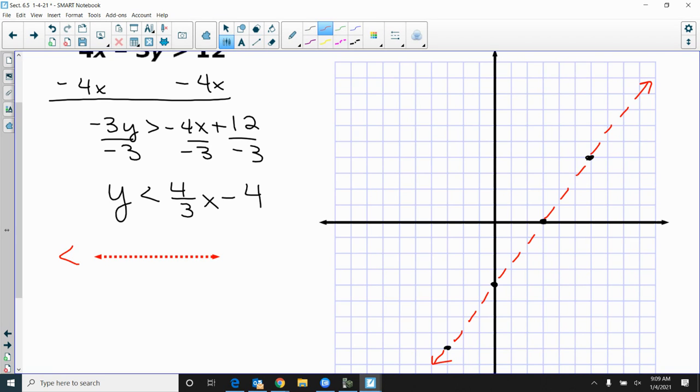All right, should I shade above or below? Yeah, great. I'm sorry. It's been a long Christmas break. Oh, that's what I'm saying.